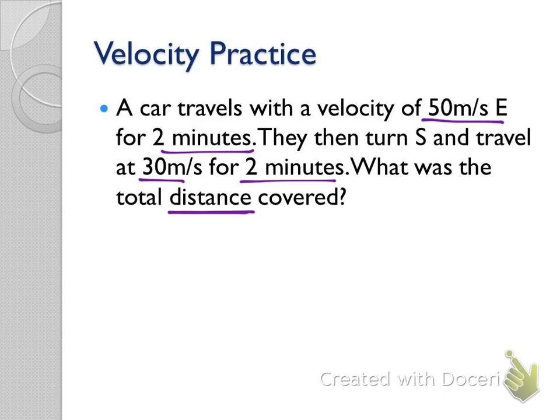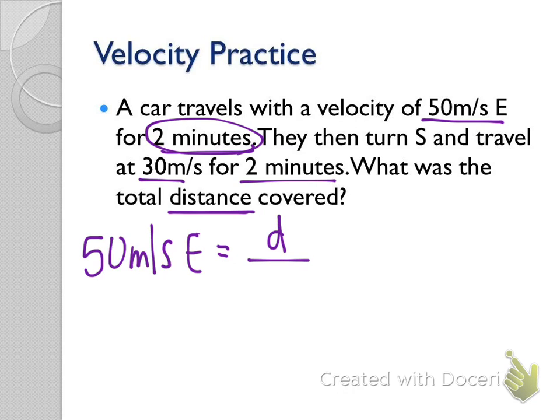Okay, so first of all, we have a velocity of 50 meters per second east. That's equal to distance or displacement over time. What do I need to do with my time here? Change it from minutes to seconds, right? My units for velocity, displacement, and time have to match. So my displacement would have to be in meters, my velocity would have to be in seconds, okay? So 2 minutes is equal to 120 seconds, all right?